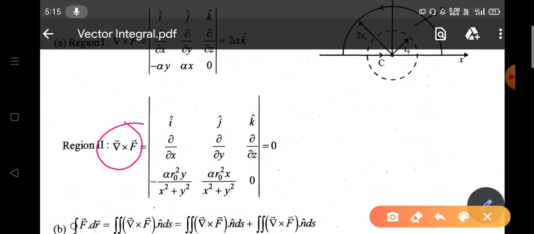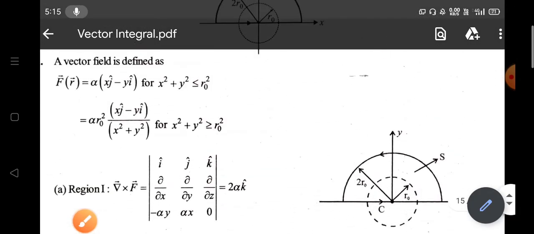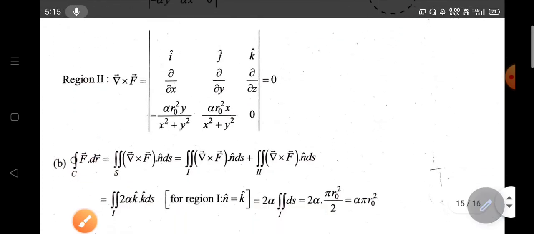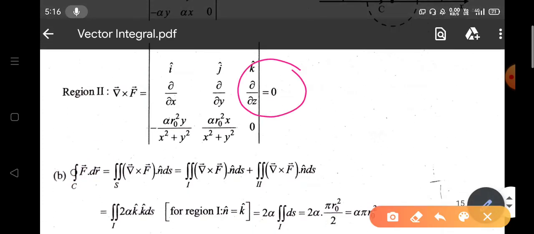And for the curl of F for region 2, just put the value of F for region 2, that is alpha r naught square times minus y by x square plus y square for the i cap component, or x component, and x by x square plus y square times alpha r naught square for the y component. Okay, so you put here, and you find that the curl of F for region 2 is 0.